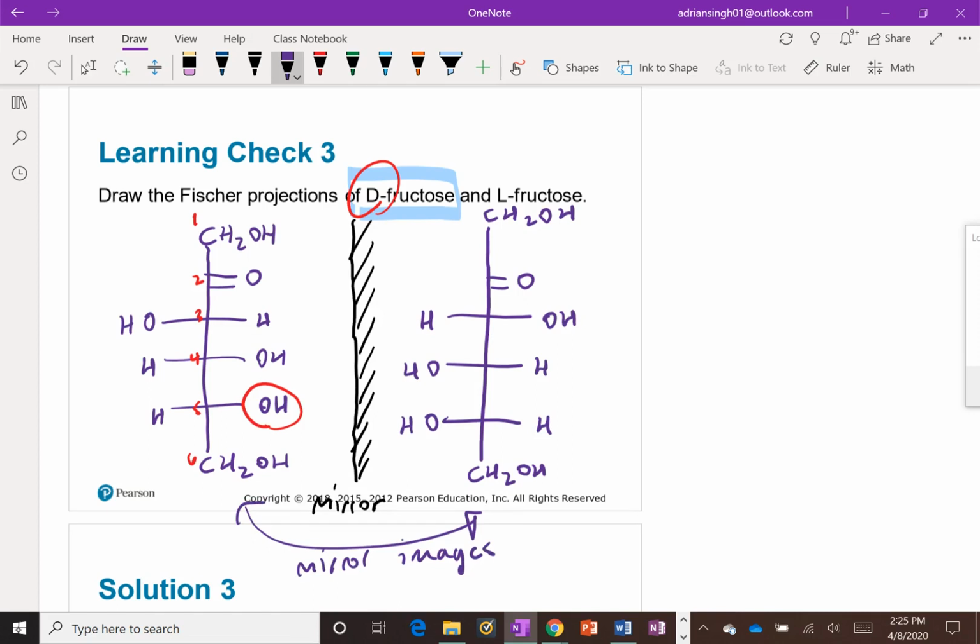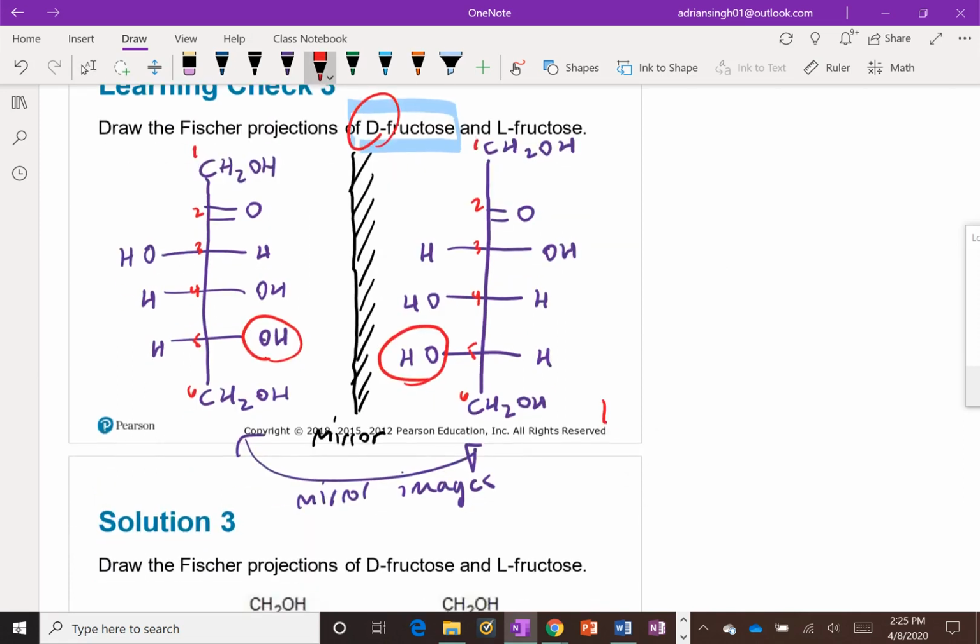All right, so these here are going to be mirror images of each other, which we called enantiomers. And the structure on the right is going to be the L isomer of fructose because the OH on the last chiral carbon, which is carbon 5 in this case, is on the left side. All right, so this is going to be L-fructose, and this is D-fructose on the left side.